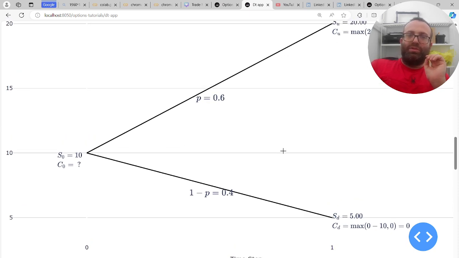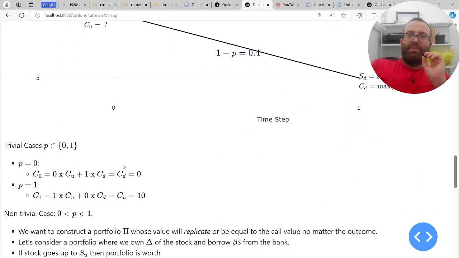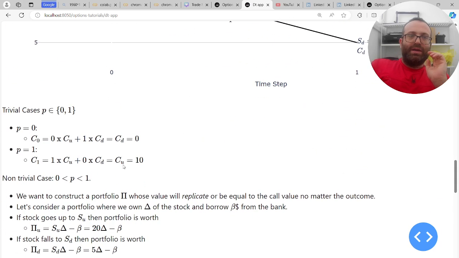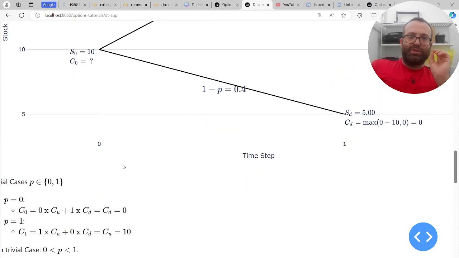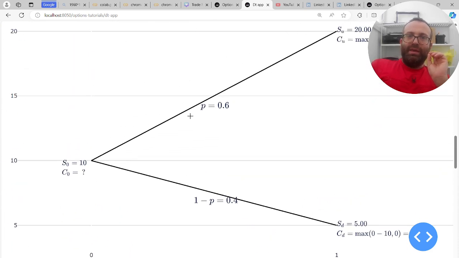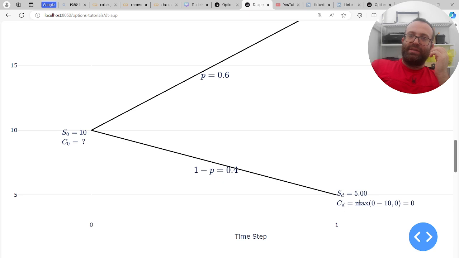What we really want to do is create a portfolio of stocks and bonds to replicate these payoffs. No matter if the stock goes up or down, our portfolio will have the same value as the call option. So then we can argue that at time 0, the portfolio needs to be the value of the call option at time 0. So let's go through this in detail. So first, let's talk about some trivial cases that most people don't talk about. First of all, if P equals 0, it means no matter what, the stock is crashing, then there's a 100% chance that it's going to be this scenario.